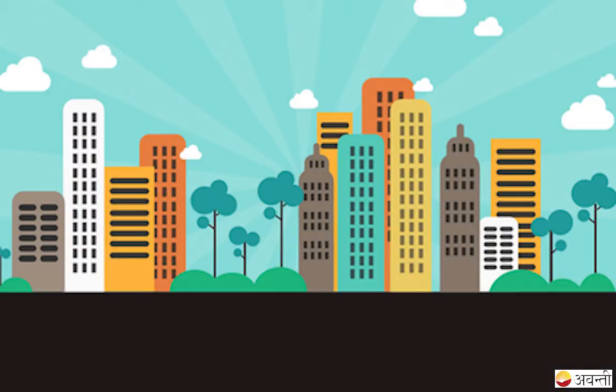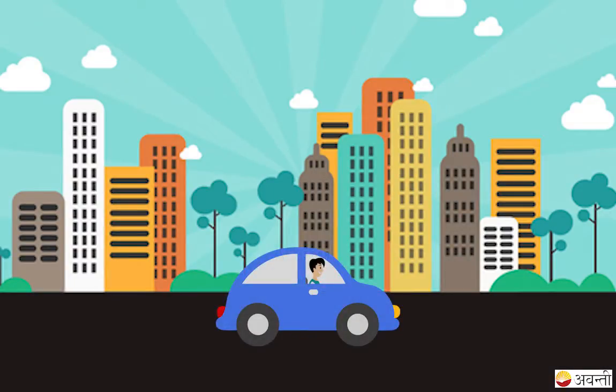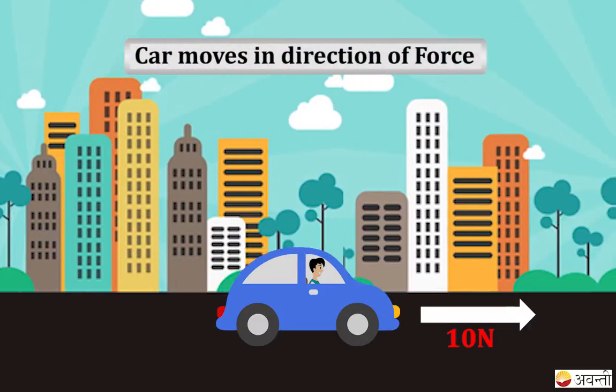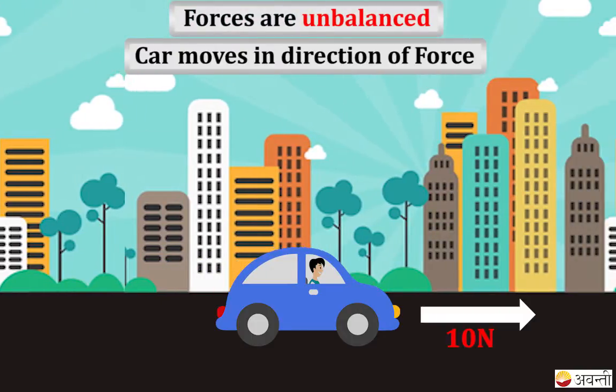Let's take an example of a car. Let's assume that it is stationary for the moment. Now, let's put a force of 10 Newton on it towards the right. So what will happen? Of course, the car will tend to move towards the right. Here, we say that the forces are unbalanced.